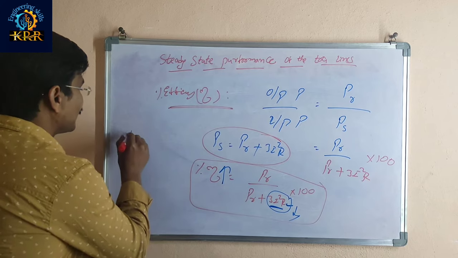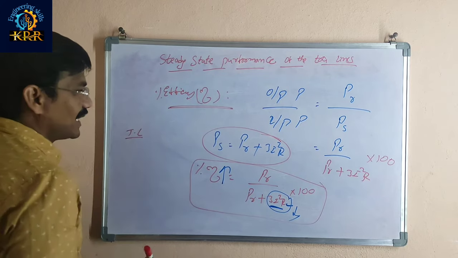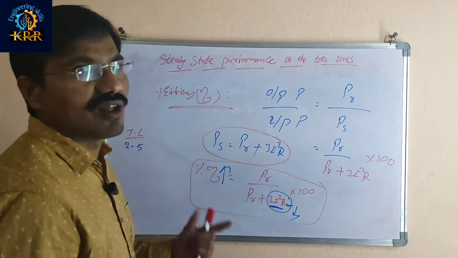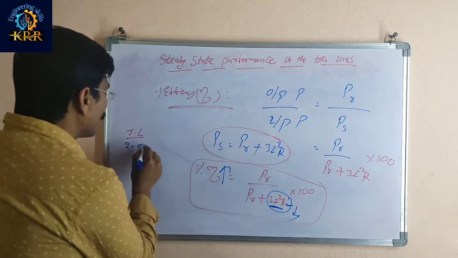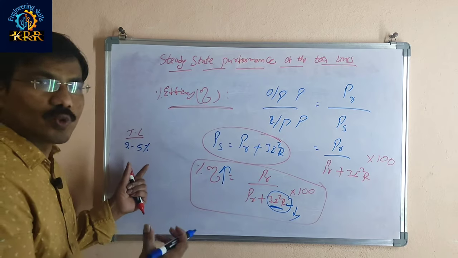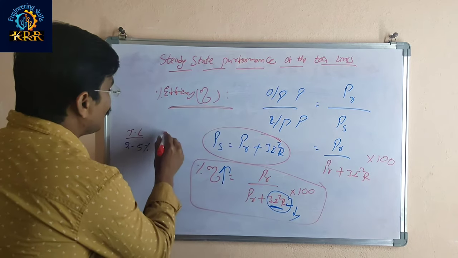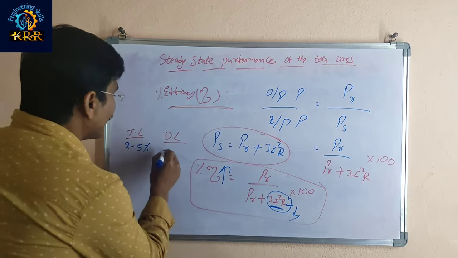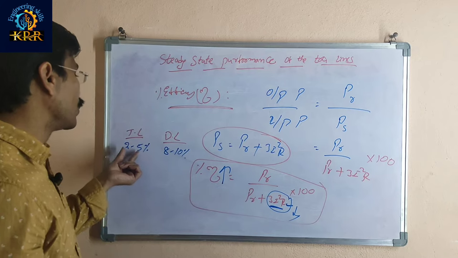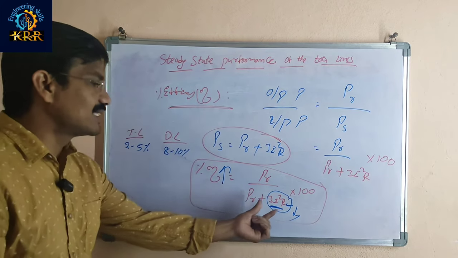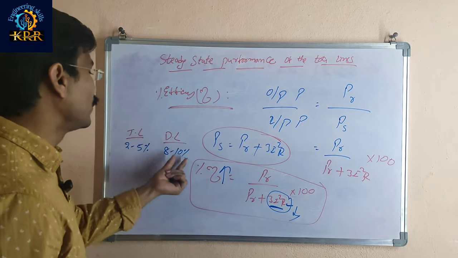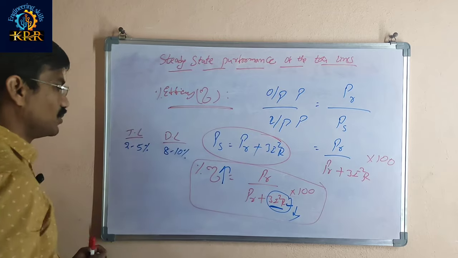If you go for the transmission line losses, 2 to 5% losses is available. In the distribution line, 8 to 10% losses is available. In the transmission area, 2 to 5% of losses is there. The losses are less in the transmission area. The losses are more in the distribution area. 8 to 10% of losses is available in the distribution area.